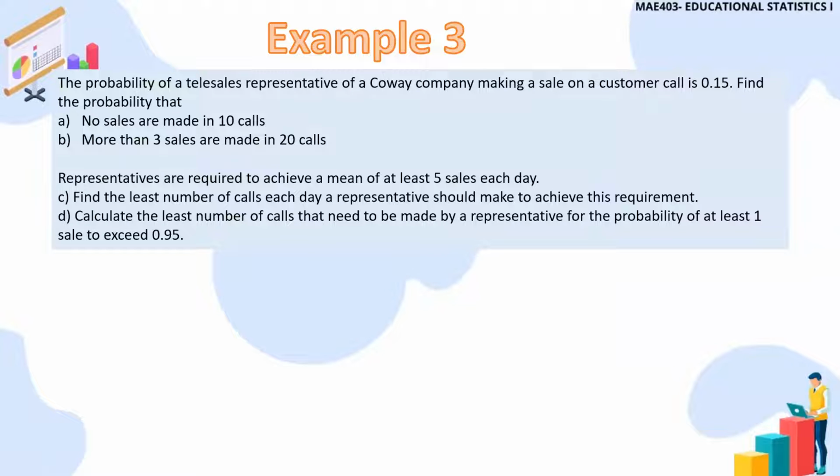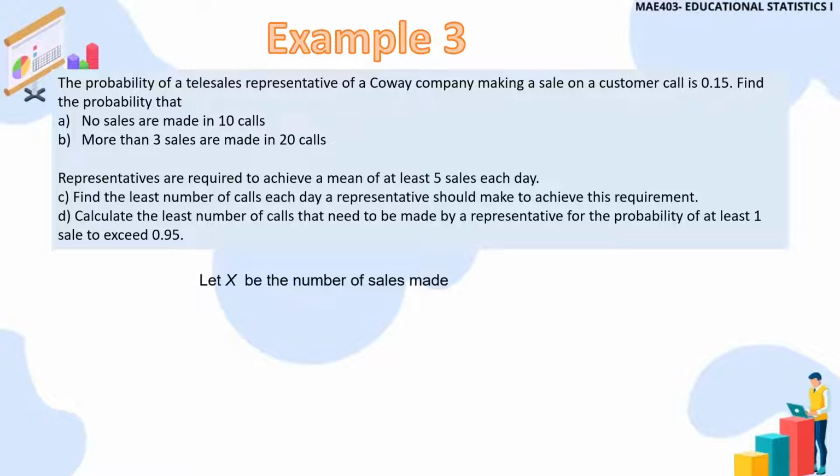So this is the third example, which is the application of binomial distribution. The probability of a telesales representative of a company making a sale on a customer call is 0.15. A, find the probability that no sales are made in 10 calls, and B, more than 3 sales are made in 20 calls.